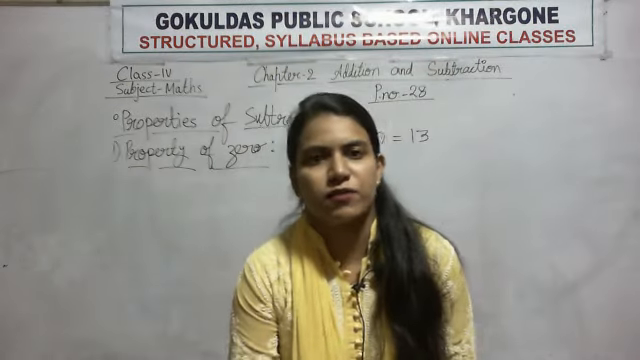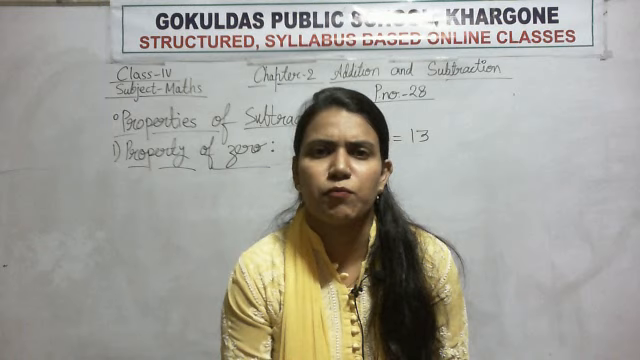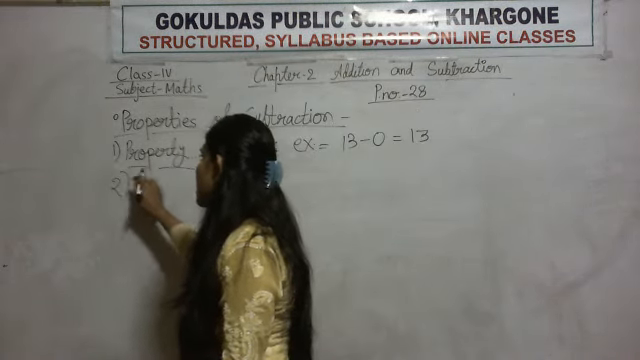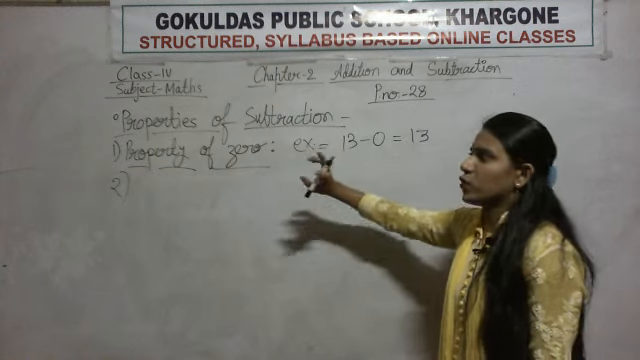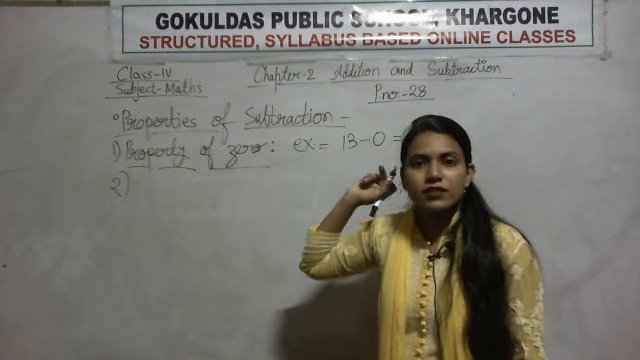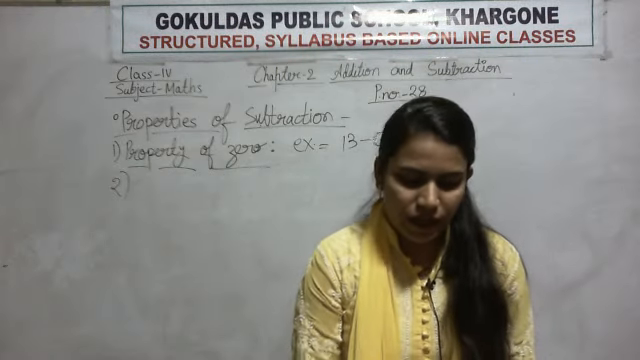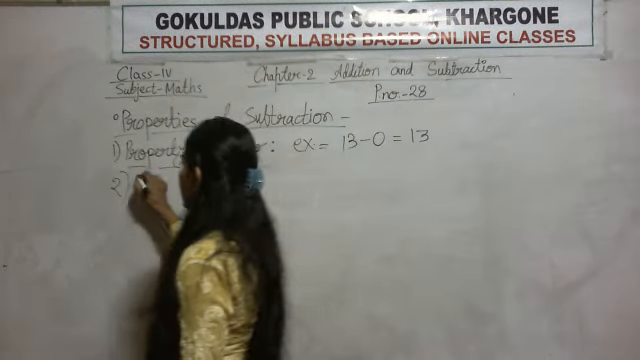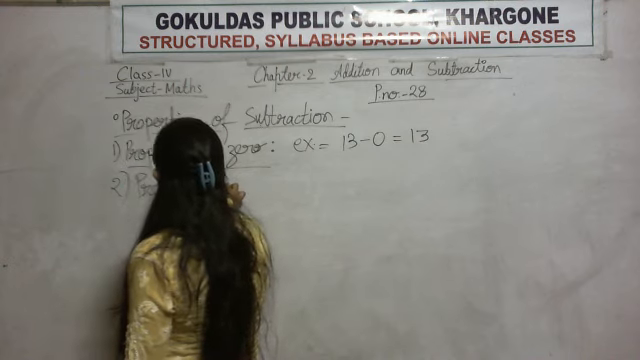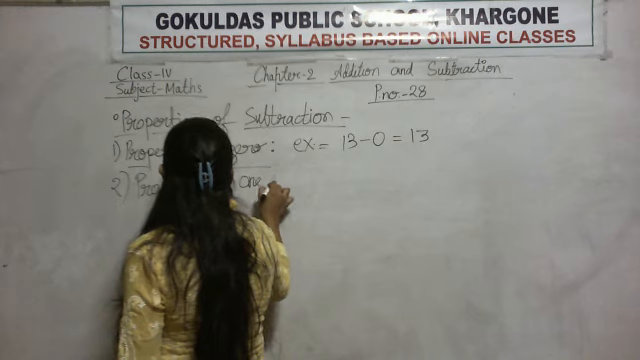It's just for an explanation purpose. Do not write the properties right now. Just understand what I am teaching. Which properties are we discussing? We are discussing properties of subtraction. Now the next property is the property of 1.